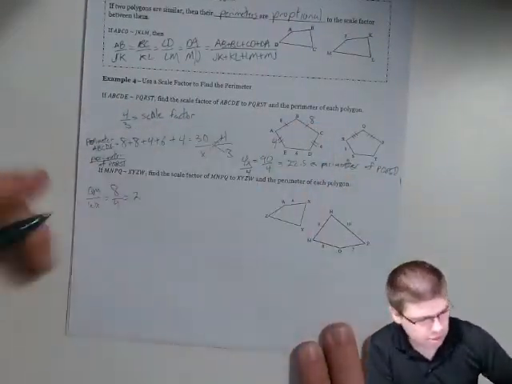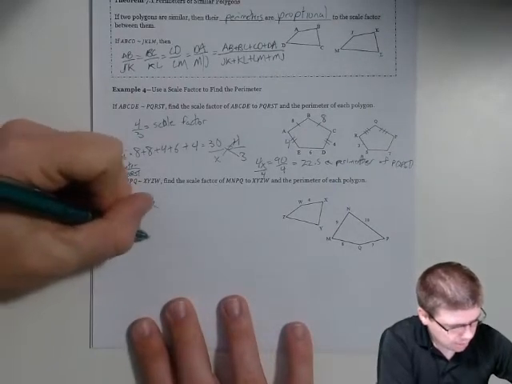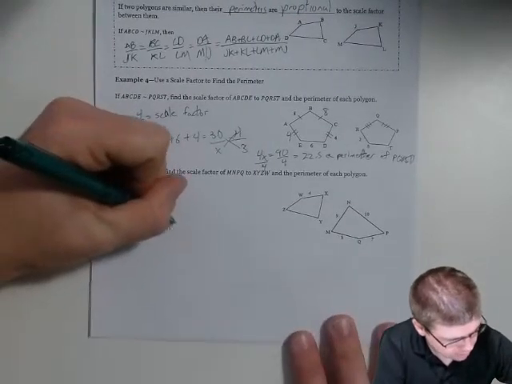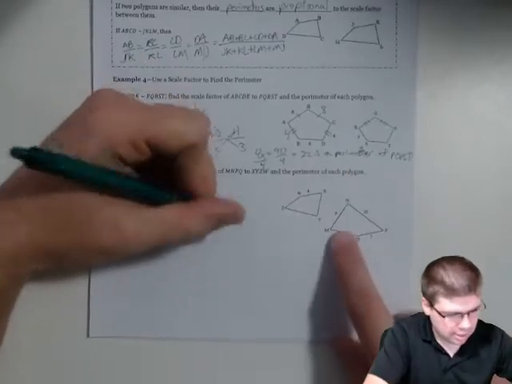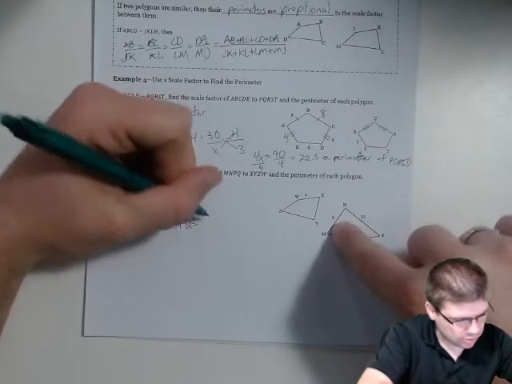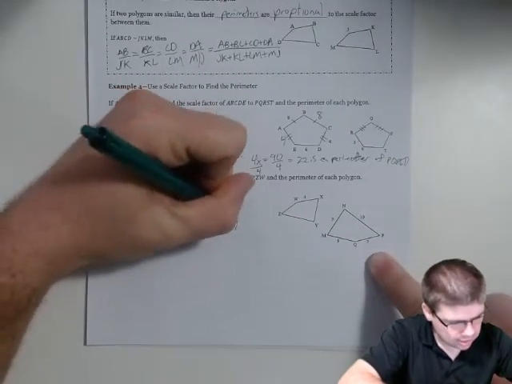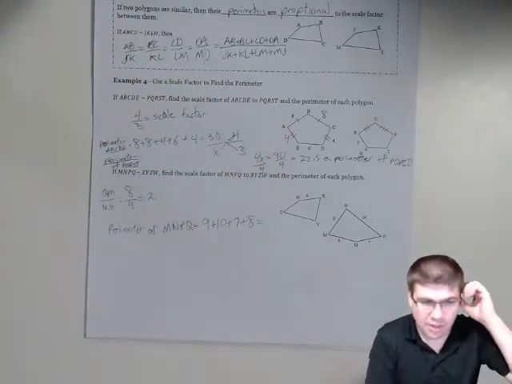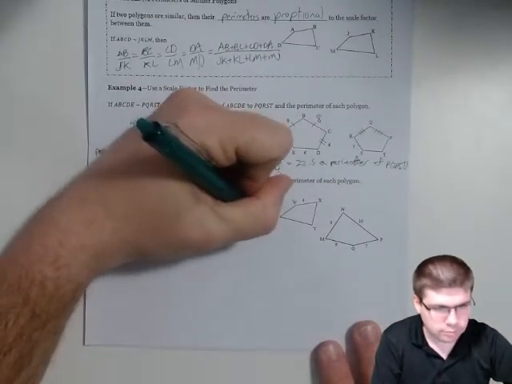So add up its perimeter. The perimeter of MNPQ, I guess I can go in MN order, MNPQ. So I'll start with the 9 plus 10 plus 7 plus 8. If I add all that up, my perimeter of this one is 34.